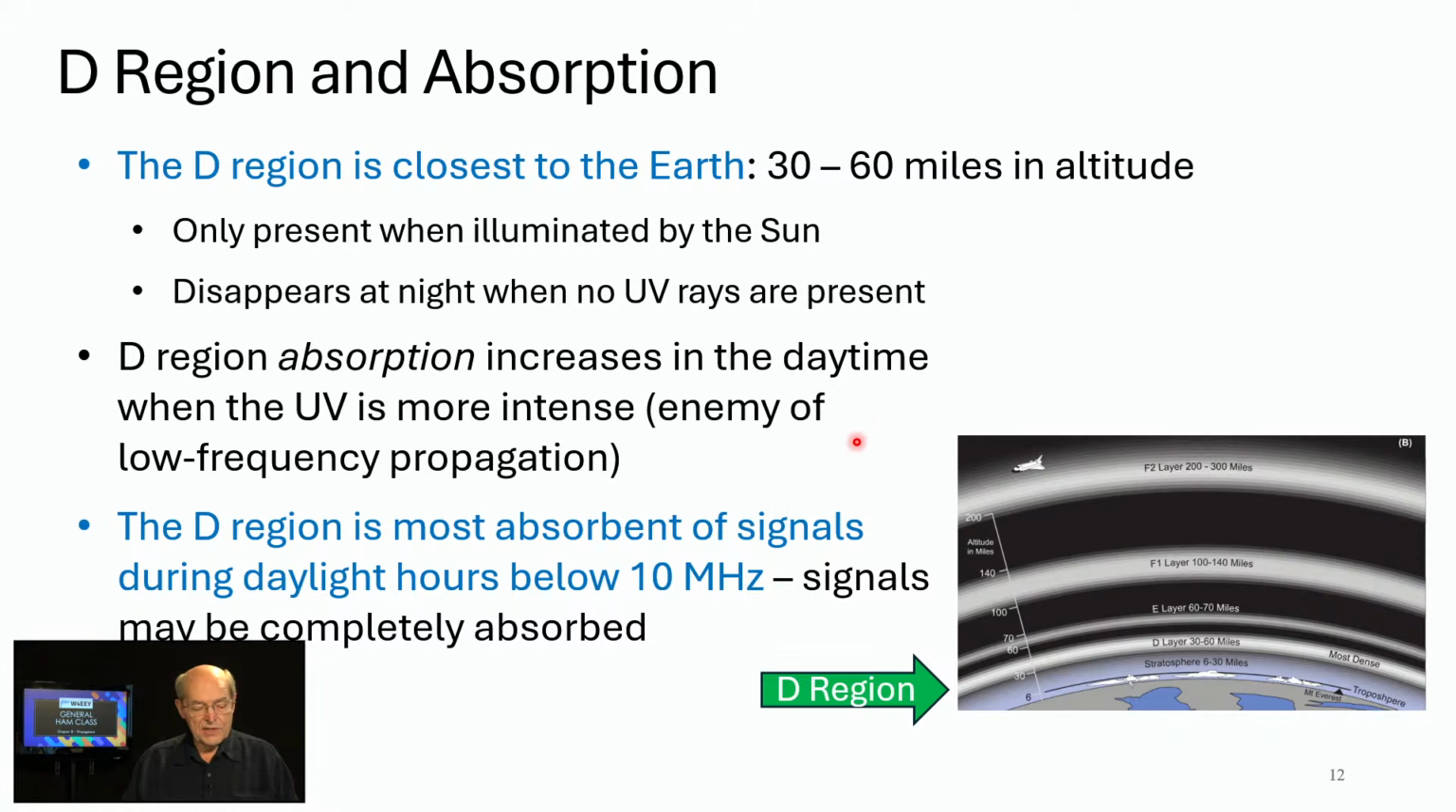Now the absorption increases in the daytime when the UV is more intense. That's the enemy of low frequency propagation. We'll see it in a couple of different ways that on 80 meters, 160, sometimes even 40, the propagation is very bad during bright sunlight, during the middle of the day. It's because of this. In the related pool question, the D region is most absorbent of signals during daylight hours below 10 megahertz. Signals may be completely absorbed. So what's below 10 megahertz? Well, that would be 80 meters, for example. A lot of times that goes completely dead during the day, and 160 too.